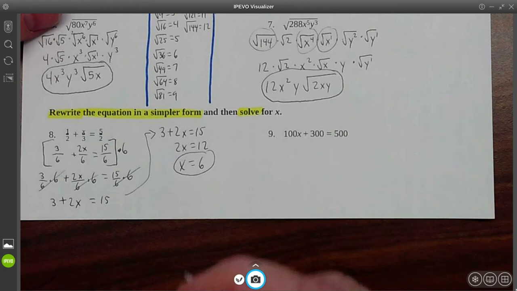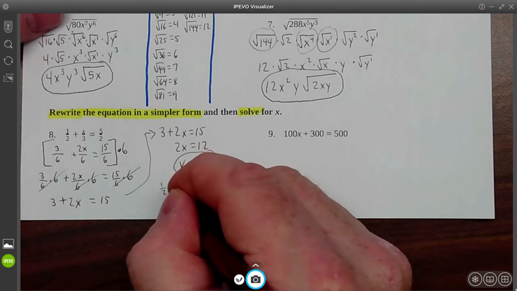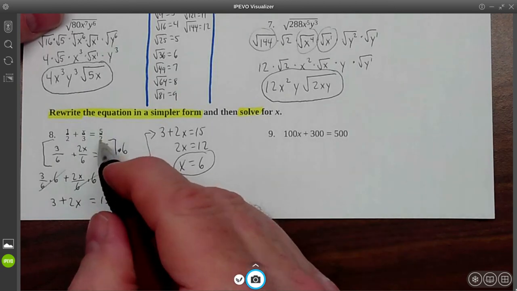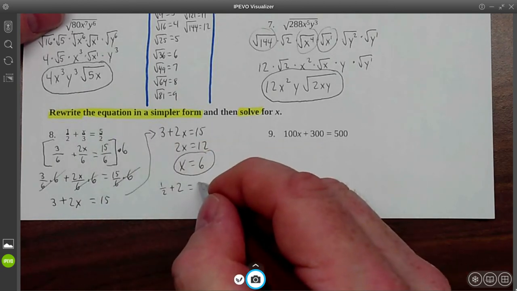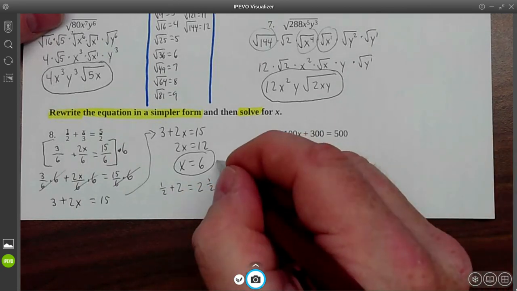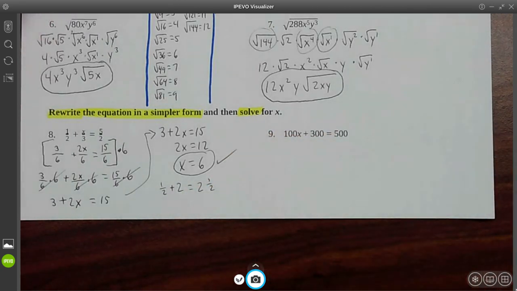Let's just check that. So 1/2 plus 6 over 3 would be 2. 5 halves, or 5 over 2, is 2.5. So 1/2 plus 2, that does equal 2.5. So indeed, that checks out. X equals 6 is the answer.